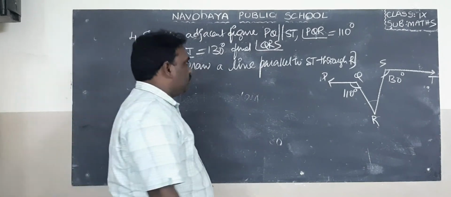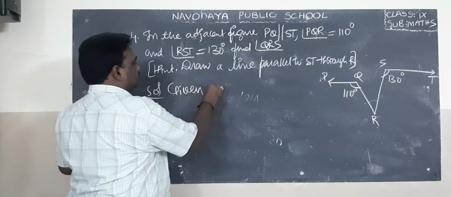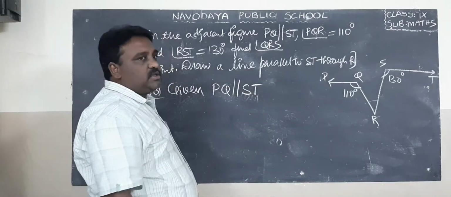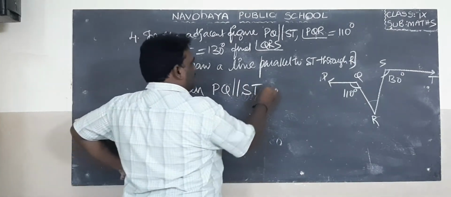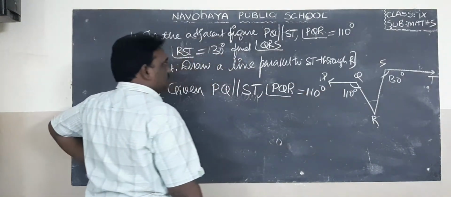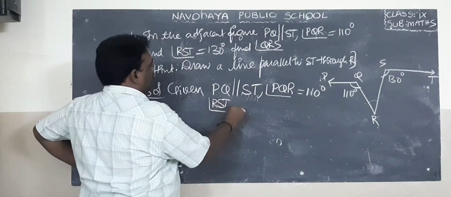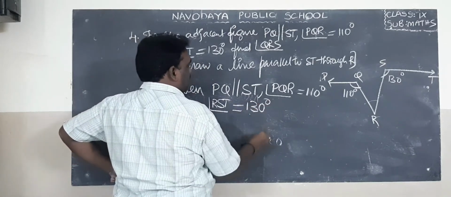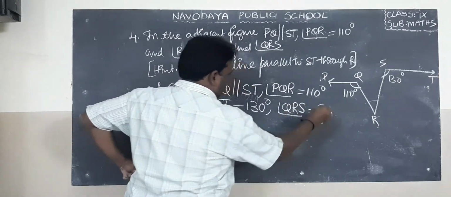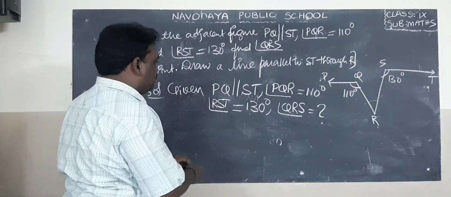So, write what is given. Given: PQ parallel to ST, angle PQR equals 110, angle RST equals 130. What we need to find out: angle QRS equals question mark. So we need to find out angle QRS.